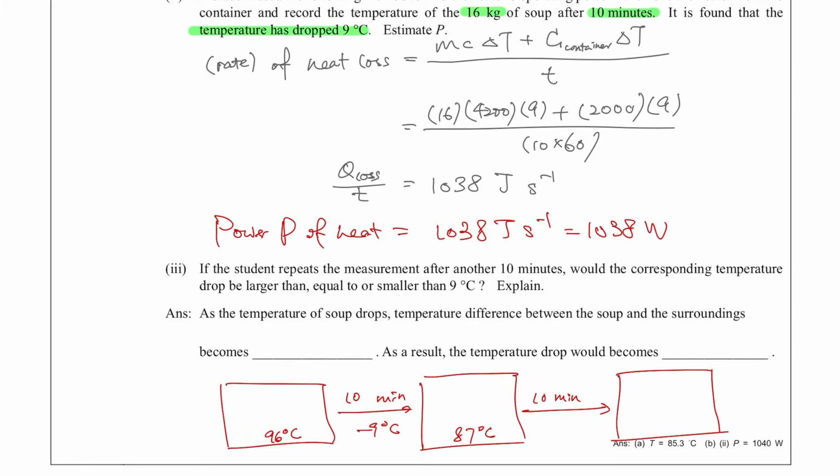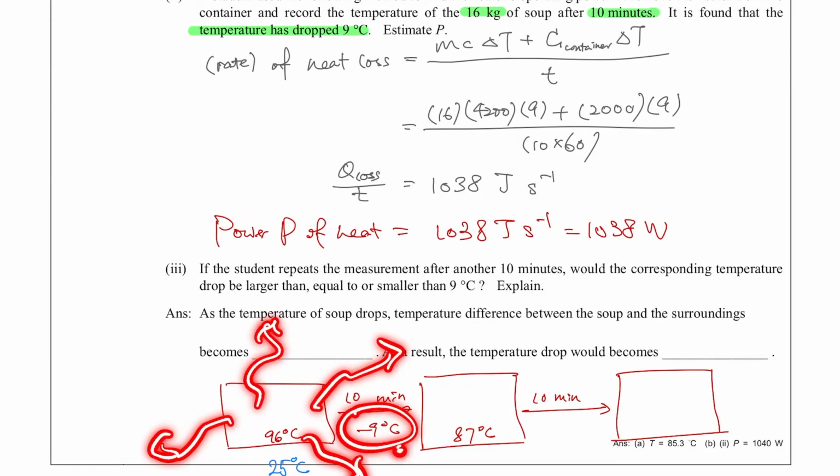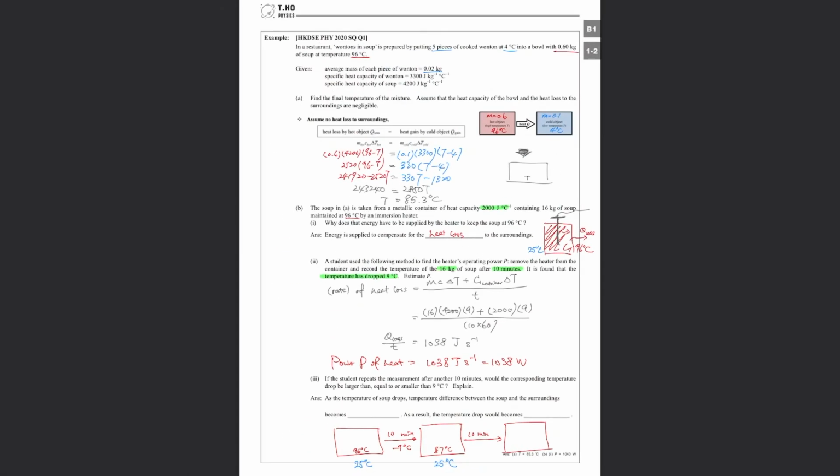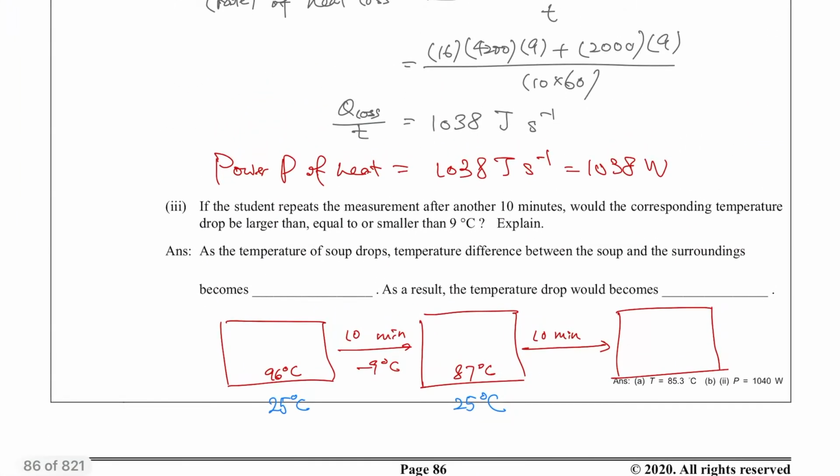At first the soup is maintained at 96 degrees, so it is much higher than the surrounding temperature, which is room temperature 25 degrees. Therefore energy will be lost to the surroundings, and we have a temperature drop of 9 degrees. But after 10 minutes, the temperature of the soup already becomes 87 degrees, while the room temperature is relatively stable and doesn't change. So you'll find that the difference in temperature between the soup and the surroundings becomes smaller. That's why the energy would be released at a lower rate. Therefore, we know that the temperature will drop by less than 9 degrees.